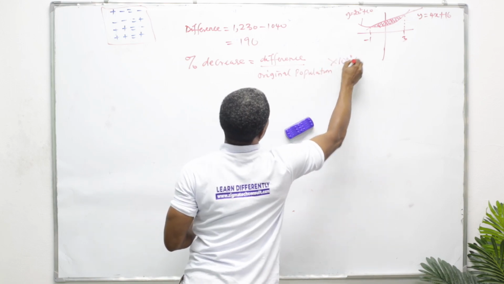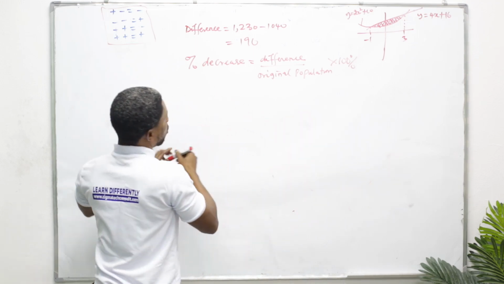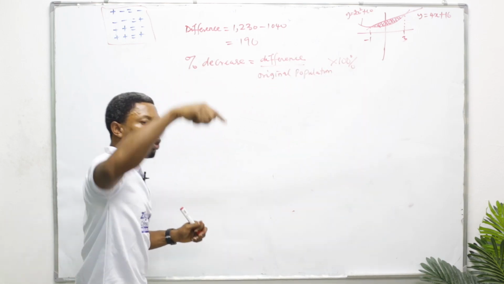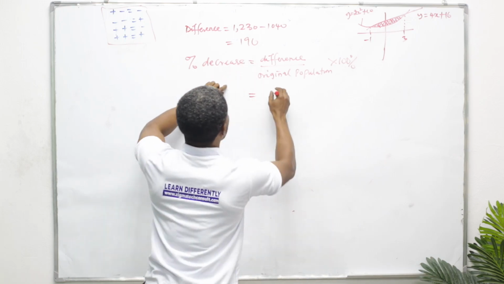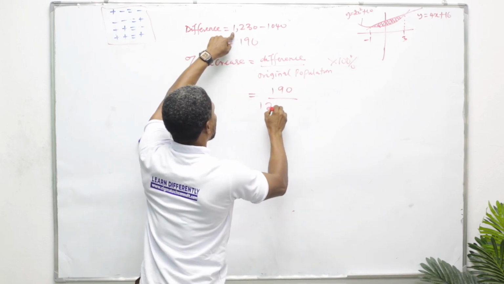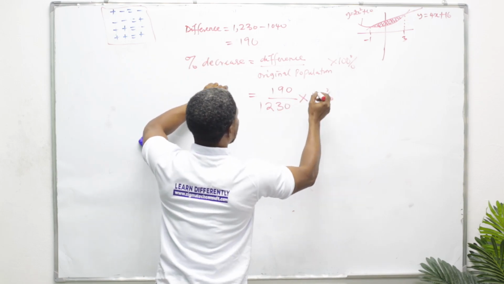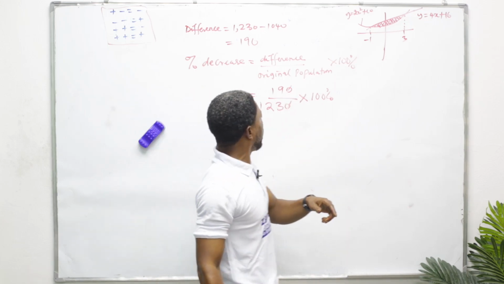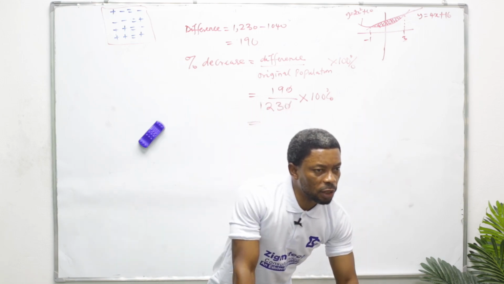multiplied by 100%. So we are going to convert this to 100%. That's why we multiply by 100. Anytime you have to convert it to percentage, you multiply by 100. To remove it from percentage, you divide by 100. So now the difference is 190. Original population was 1230. So now multiply this by 100%. So this one cancels this. So now 19 divided by 123.